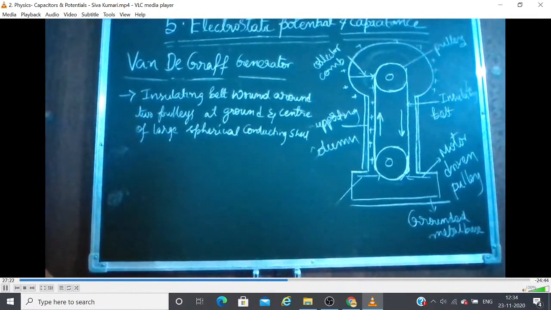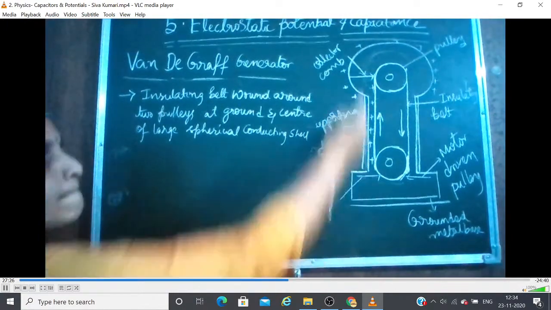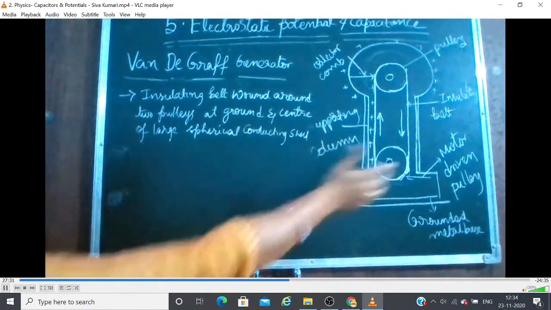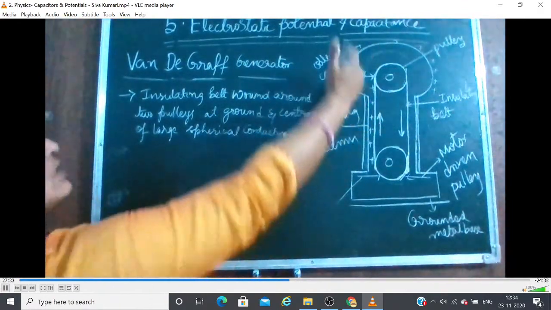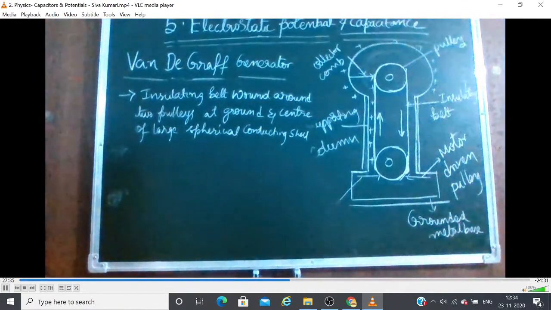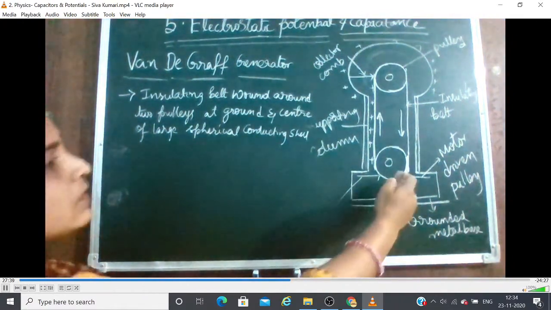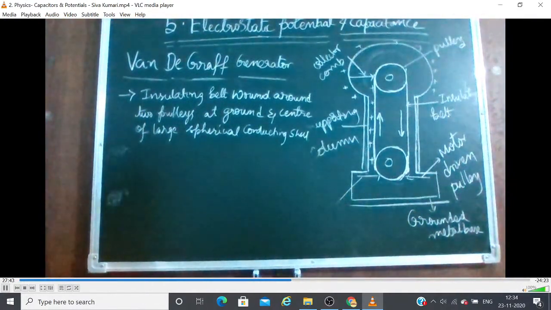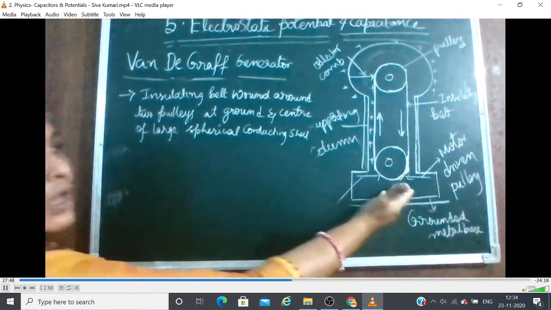See, the insulating belt is wound around two pulleys, one at the ground and one at the center of the spherical conducting shell. And this belt continuously moves, driven by the motor at the lower pulley.